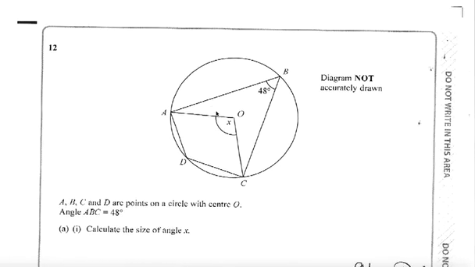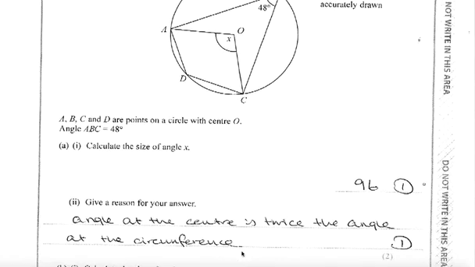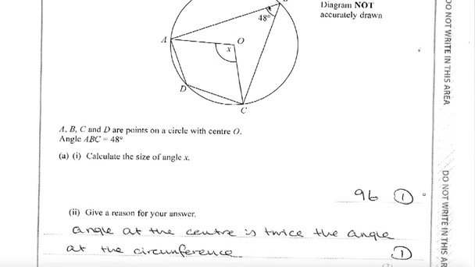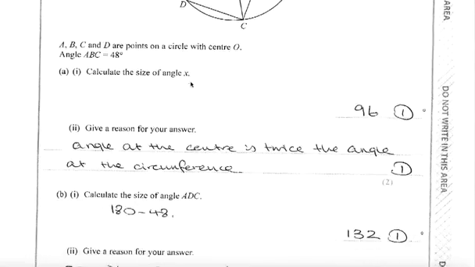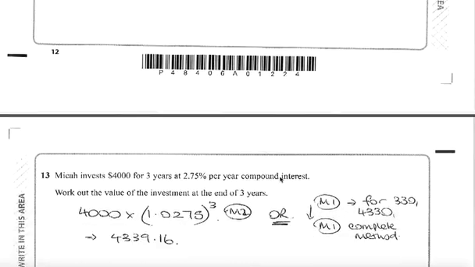Question 12. The angle here is half the angle at the middle, so 96 at the middle, because the angle at the centre is twice the angle at the circumference. The next one, this angle here, the outer two are a cyclic quadrilateral, so 48 taken away from 180 is 132, because opposite angles add up to 180.